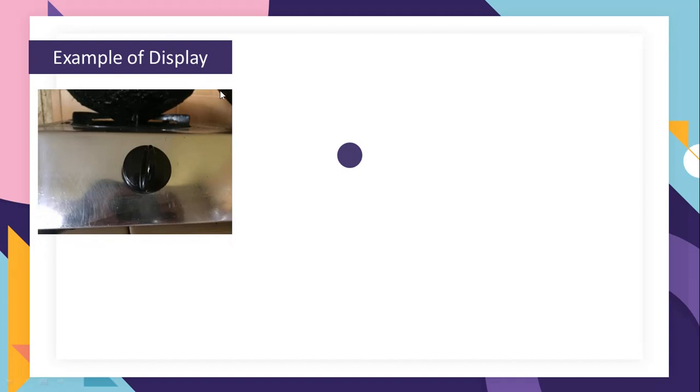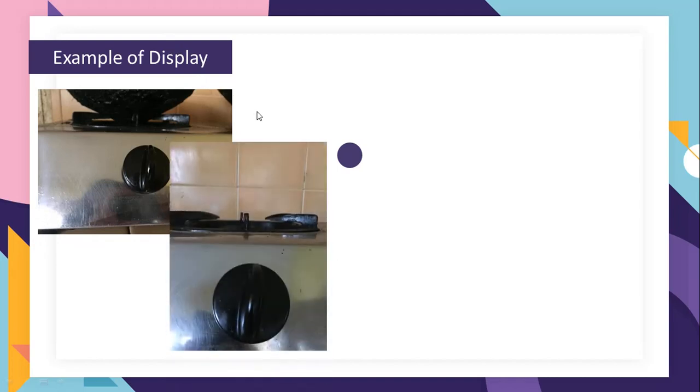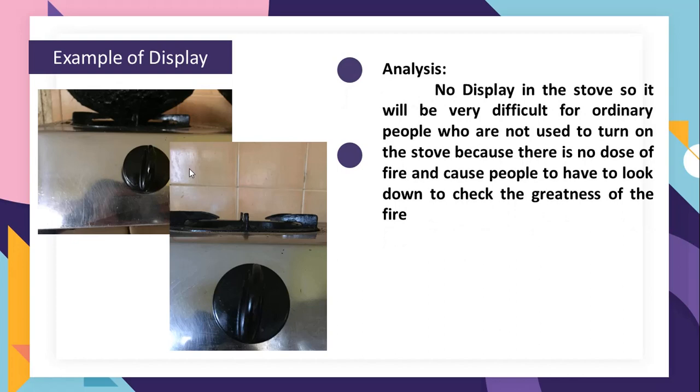The next one is an example of display. In this example, I take my stove in my kitchen as the example. As you can see in the picture, there is no display. There is a control on it, but no display to show the size of the fire. Because there is no display on the stove that shows the size of the fire, it will be very difficult for ordinary people who are not used to turning on the stove, because there is no indication of the fire and people have to look down to check the size of the fire.